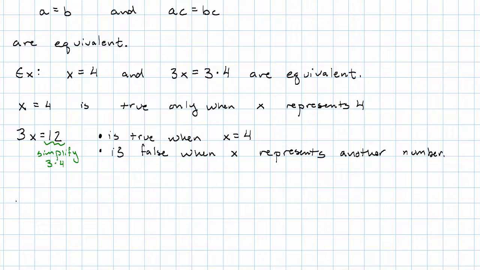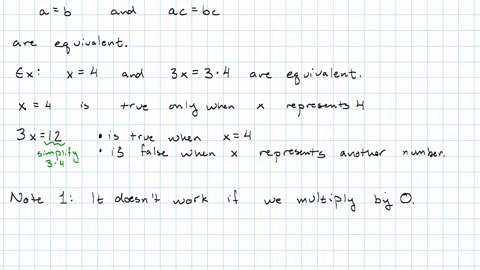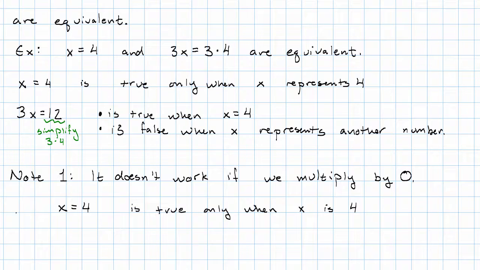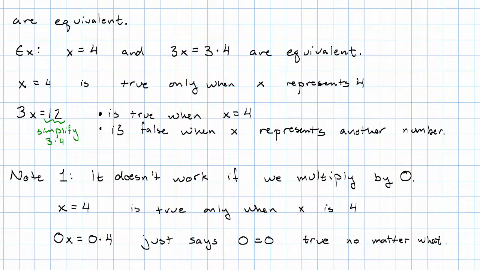Things to be alert for. This is a problem if we multiply by 0, right? The equation x equals 4 is true only when x is 4. But the equation 0 times x equals 0 times 4, that just says 0 equals 0, which is true no matter what. These are not equivalent.